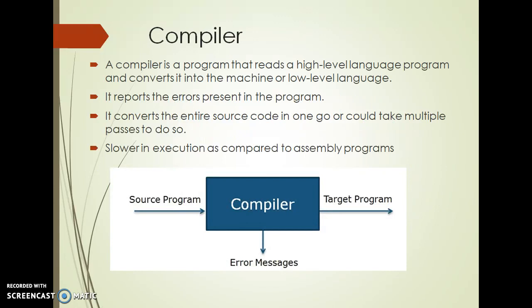Now we come over the compiler. This compiler takes source program as an input and provides target program as an output. This source program can be any high-level language, while the target program can be any high-level language program, assembly language program, or machine language program. The compiler also provides error messages that are present in the source program. The compiler executes slower as compared to the assembly program. It converts the entire source program in one go, or it can work in multiple passes.